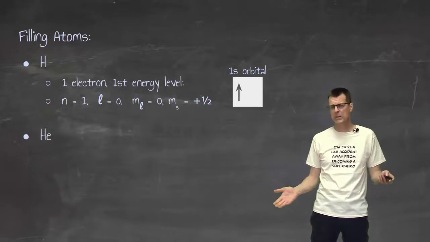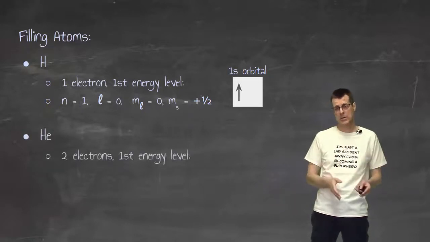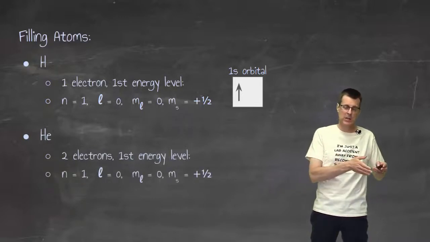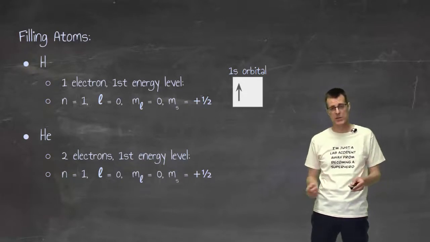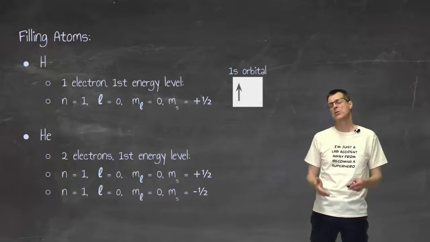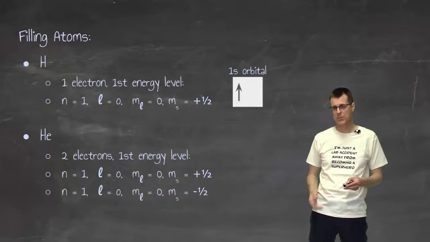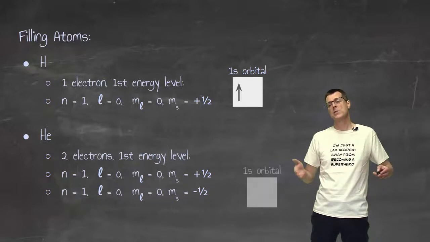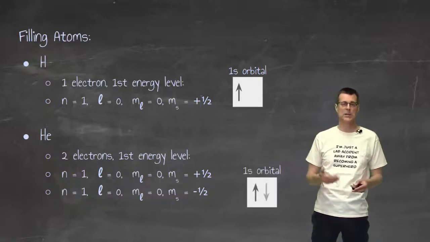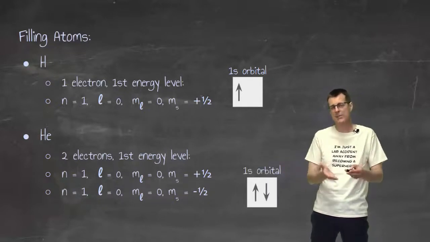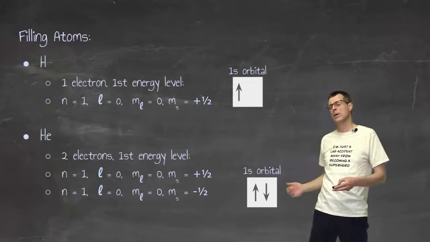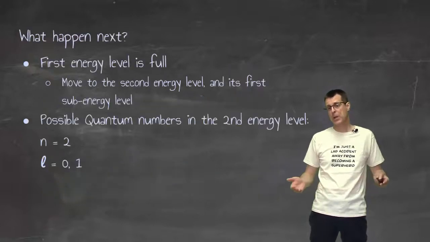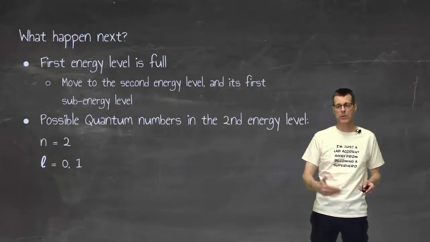As I move on to helium, I'm going to have 2 electrons. Both of them are in the first energy level, and the quantum numbers for the first electron are going to be exactly the same as the quantum numbers for the first electron in hydrogen, but the second electron will have almost exactly the same quantum numbers. The exception will be the spin, so that I can pair up my electrons in that orbital with different quantum numbers. One difference in the quantum number, and that difference will be the spin.